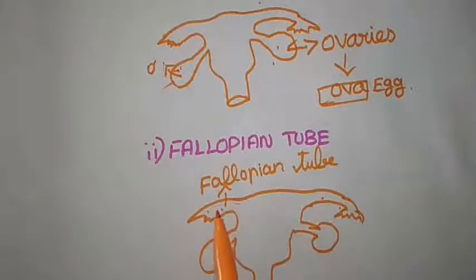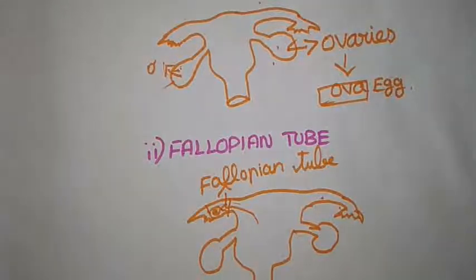What is the major function of the fallopian tube? It helps the egg to travel, and a particular part of the fallopian tube is called the ampulla. In the ampulla, fertilization takes place. Okay, in the ampulla the egg waits. At that time another sperm comes and fuses, and they form a zygote. Right, and the next part is the uterus.